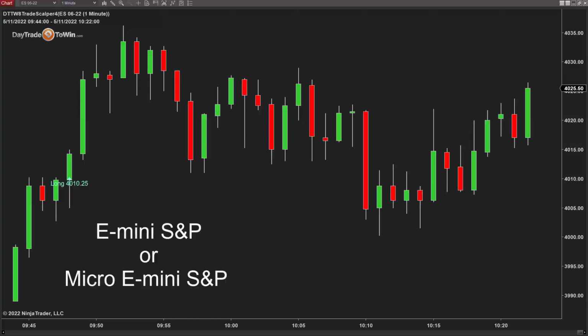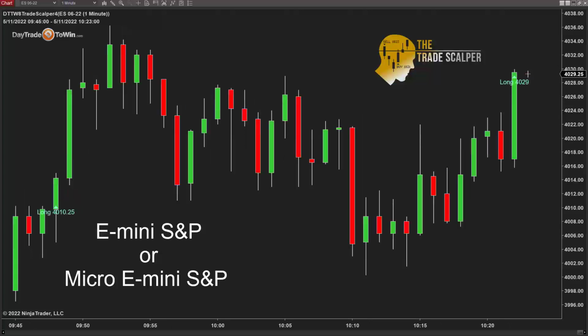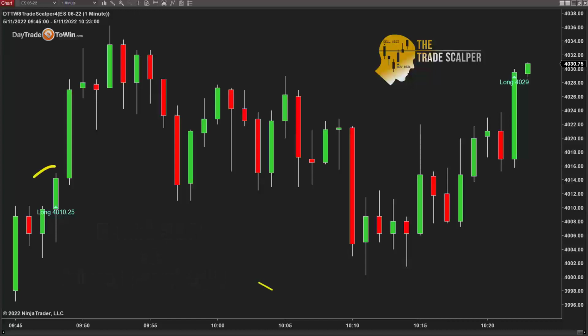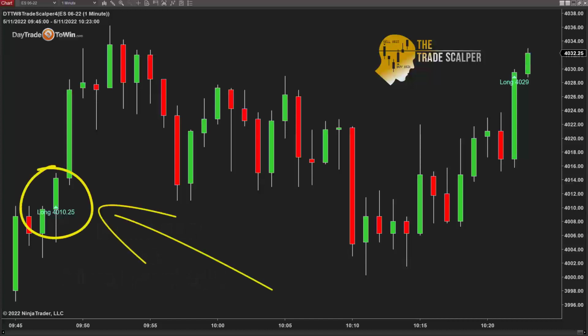Understand those risks. Now here I have the E-mini S&P. You could trade the micro E-mini, the micro NASDAQ, the NASDAQ. Really, we're following the signals provided by the software, the Trade Scalper. We have a few signals already. One is a long signal here earlier at 4010 quarter. And I'm looking for another signal to be either a buyer or a seller.